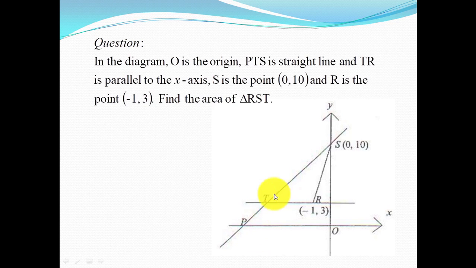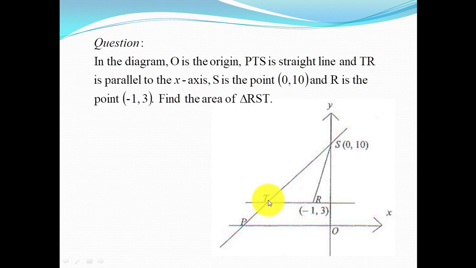So the y component of T is 3 because it lies on this line, and this line is parallel to the x-axis. That's why its y component is fixed, and the y component is given here because R lies on this line, and the y component of R is 3. So the value of y on this whole line is 3. This implies that the y component of T is 3. So now we have to find the value of x.